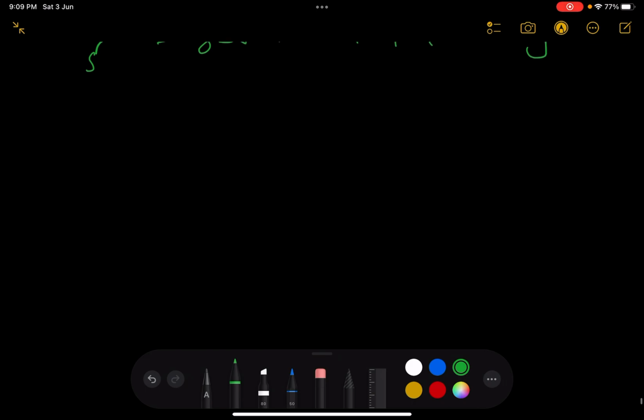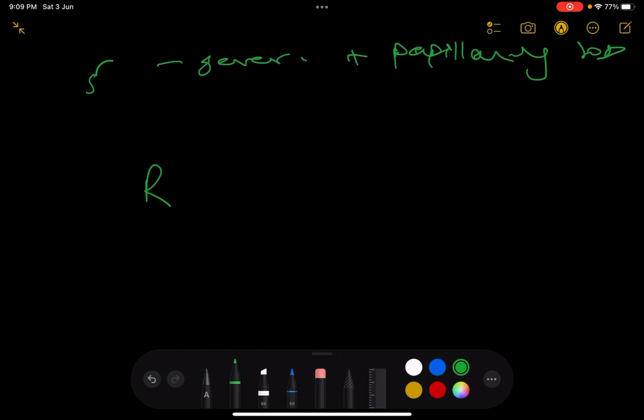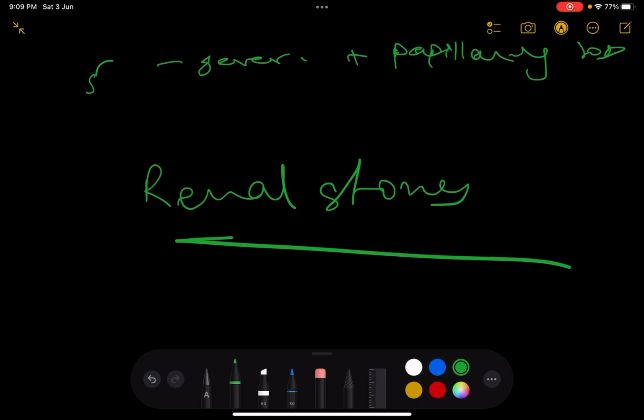Then talking of renal stones, it's one of my most interesting topics because of the different types of stones that we have. And it's important to understand that when there is more of the saturation product and the solvent is less, the solute is more, the stones are formed.